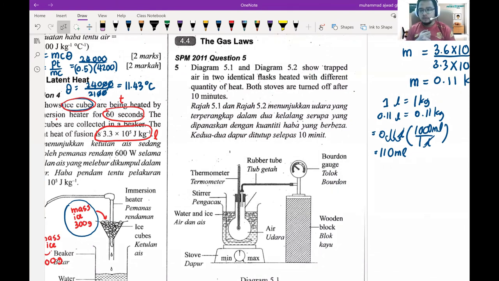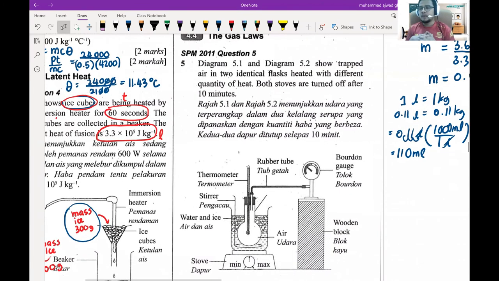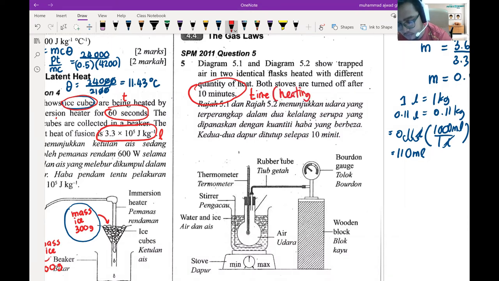Okay, so diagram show. So gas, ingat ada 3 gas law. So the main thing or the important thing you need to know is which law. Okay, so diagram 5.1, 5.2 show trapped air in 2 identical flasks heated with different quantity of heat. Both stove are turned off after 10 minutes. Okay, so 10 minutes. Masa dia sama. Okay, time, heating time. It's the same.